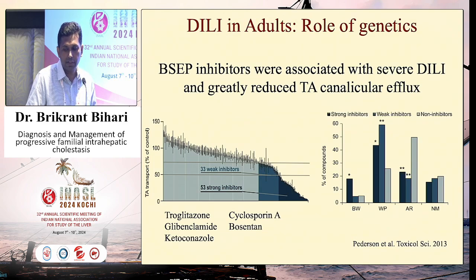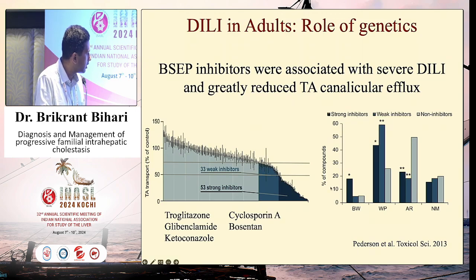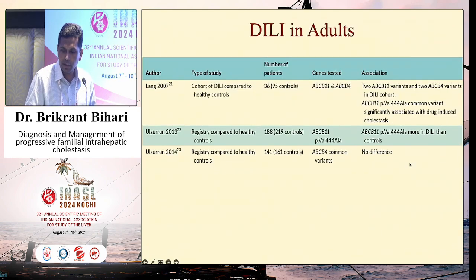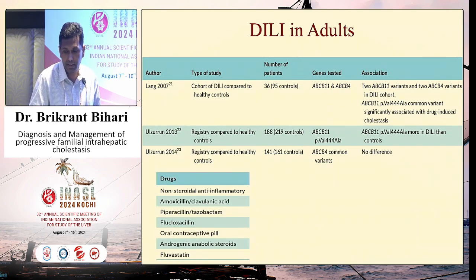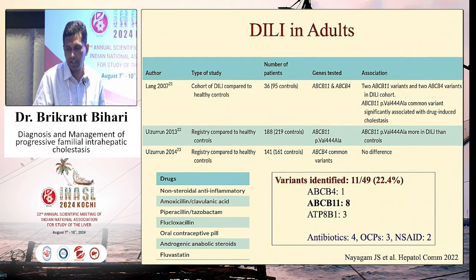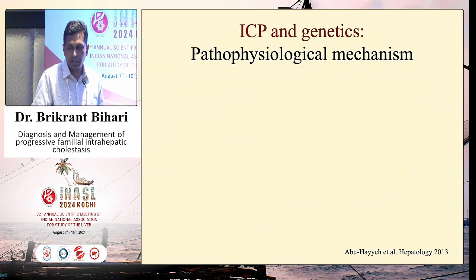And these drugs, which are strong or weak inhibitors of BSEP, are among the drugs which come with a black box warning or warning with precautions as per FDA. So this is important, and this can be seen from this series also, that patients with DILI, when they are examined, were more likely to have variants in ABCB11. You have to be careful with common drugs like amoxicillin, clavulanic acid, piperacillin, tazobactam, OCPs, androgenic steroids, etc., which can precipitate severe BSEP deficiency in these patients and lead to symptoms. ICP is something very interesting.